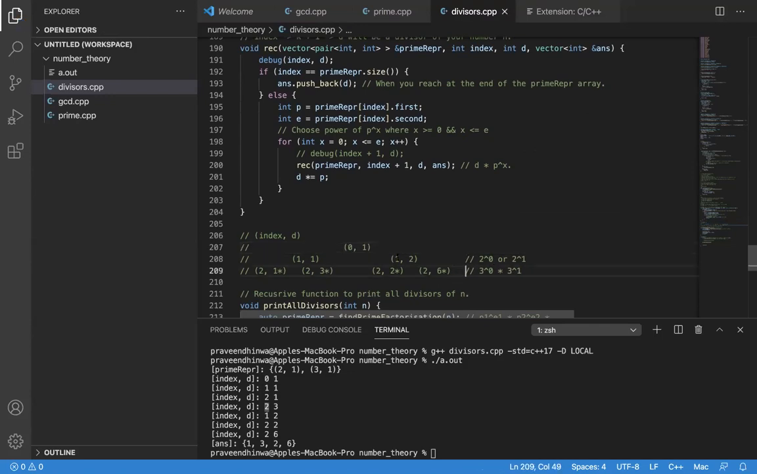So this is index equal to 0, this is index equal to 1, index equal to 2. And you can see that whatever was the number in the previous layer, I'm multiplying it by 2 power 0 or 2 power 1 or 3 power 0 or 3 power 1. So if suppose there was 3 power 2, the same tree will have one branch more.